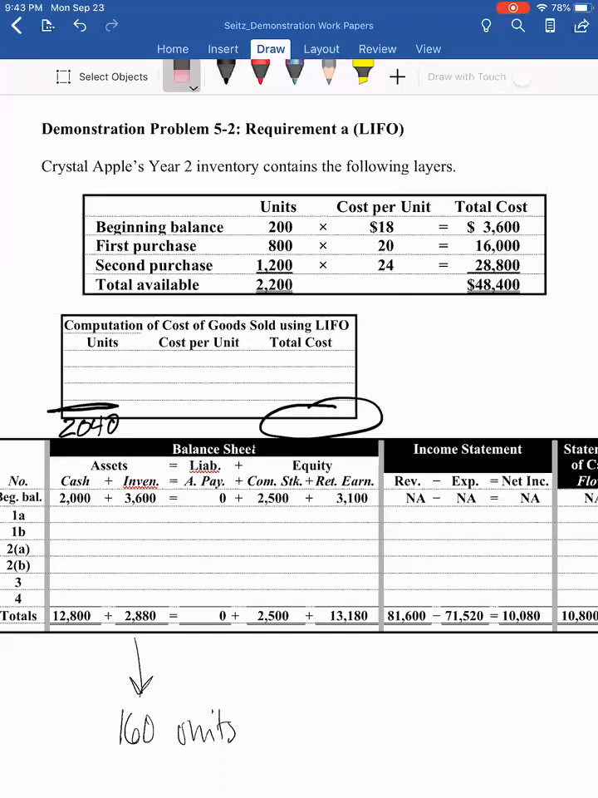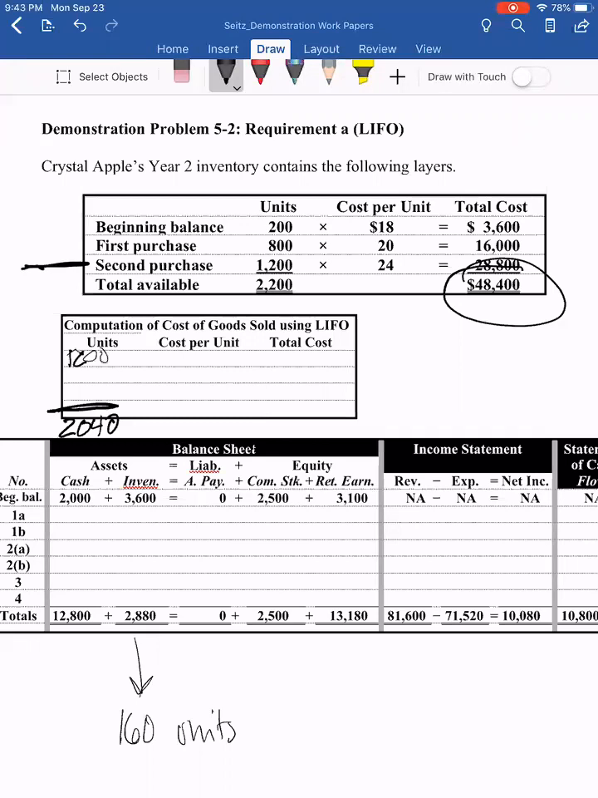I'm going to take the 48,400, the total cost of units, and I'm going to determine how much of that is going to be in cost of goods sold, and then how much of that will be in the ending inventory. So if I start in last in, first out, I'm going to start here with the second purchase. Last time I started at the beginning purchase, but that would be first in, first out. This is last in, first out. So I'm going to start with the items that came in last.